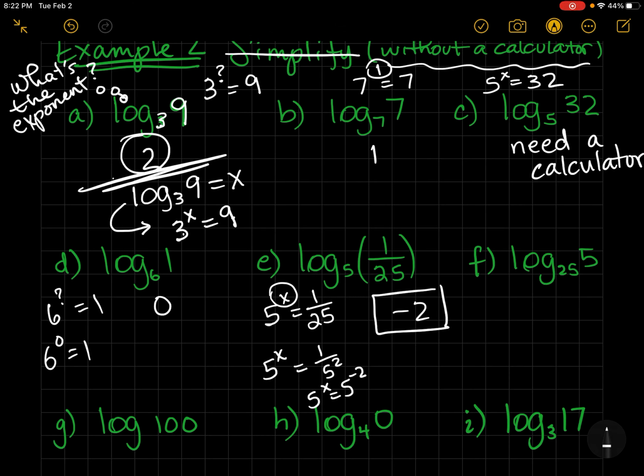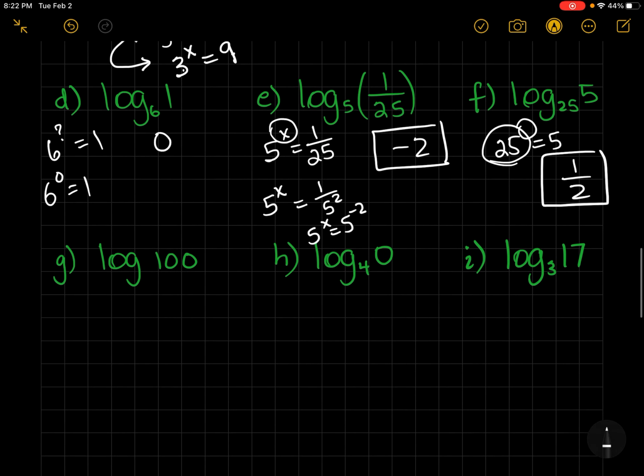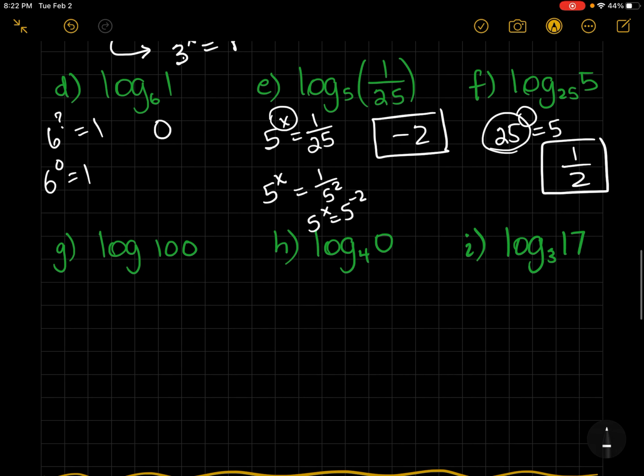So 25 to what power gives me 5? What I really want to do is take the square root. What power is the square root? It's the 1/2 power. Okay, we're going to come back to part C. I'm going to show you how to do that on a calculator. But before I do, let's do a few more problems.